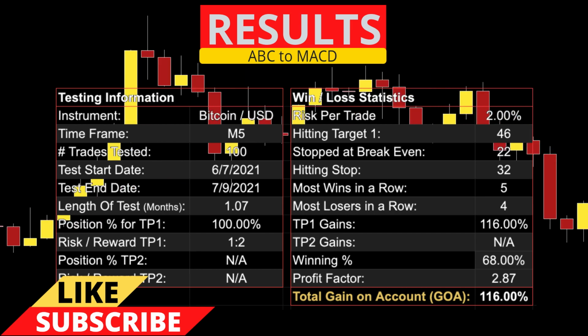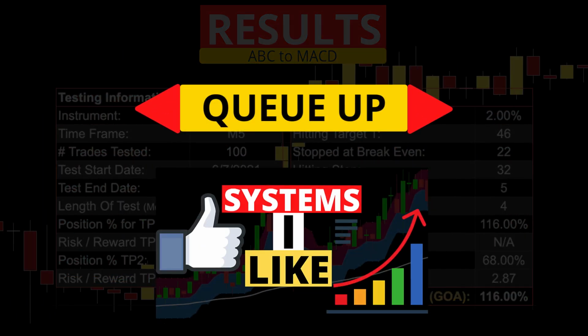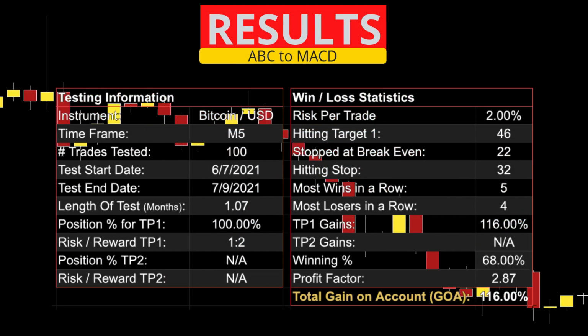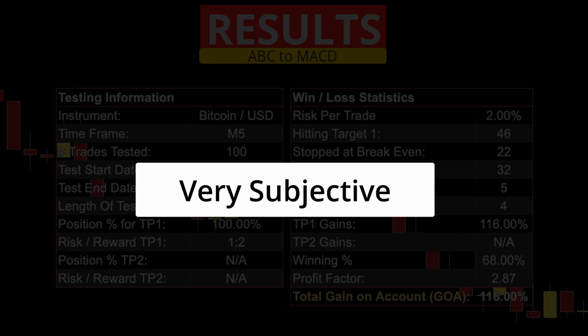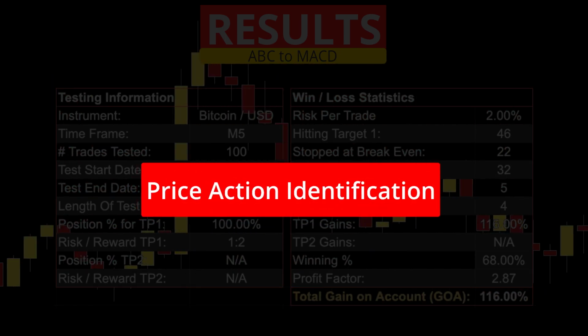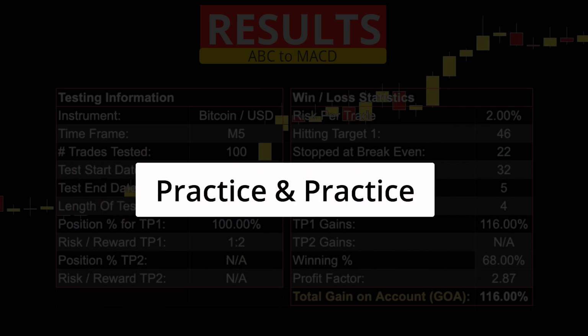Remember, this is just 100 tests on one instrument. If you are thinking of using this system, please do all the required testing and be sure to let our community know what you discover. That being said, this strategy is very subjective because you have to identify the ABC patterns yourself. So this system would take much practice on the charts before you could consider backtesting.